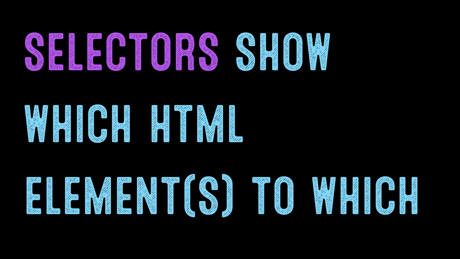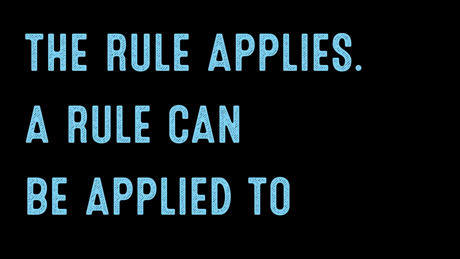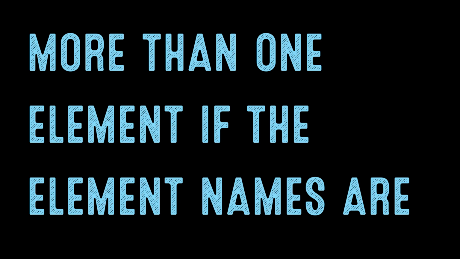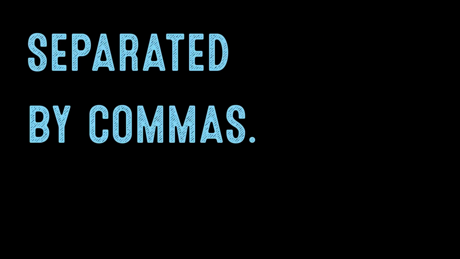What is a selector? Selectors show which HTML elements to which the rule applies. A rule can be applied to more than one element if the element names are separated by commas.